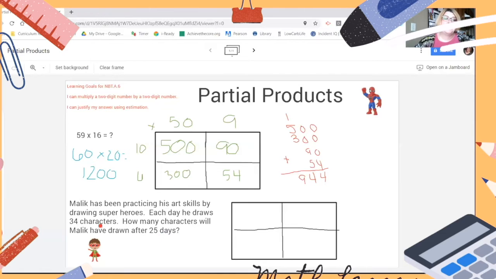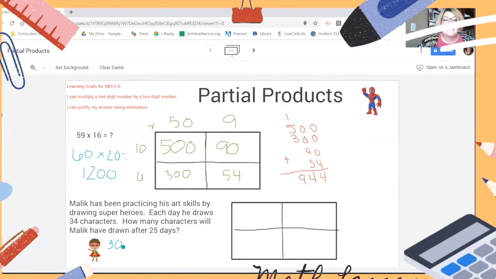So we are going to do the same thing. We are going to start by estimating. We are going to estimate how many superheroes he's going to draw. So he starts off with 34 characters every day. Is that closer to 30 or closer to 40 on my number line? Yes, correct. It is closer to 30.